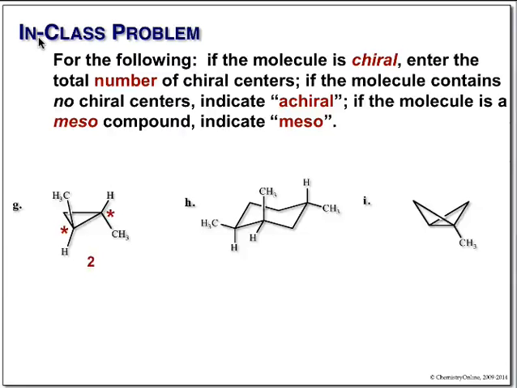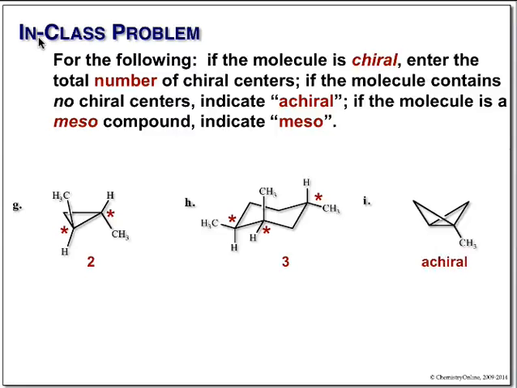Our trimethyl cyclohexane. Once again, there is no plane of symmetry. Each of these is a chiral center, not a meso compound. And finally, our little flying wing here. Both of these are cyclopropane groups sticking up. Therefore, they're identical, and this is an achiral molecule.